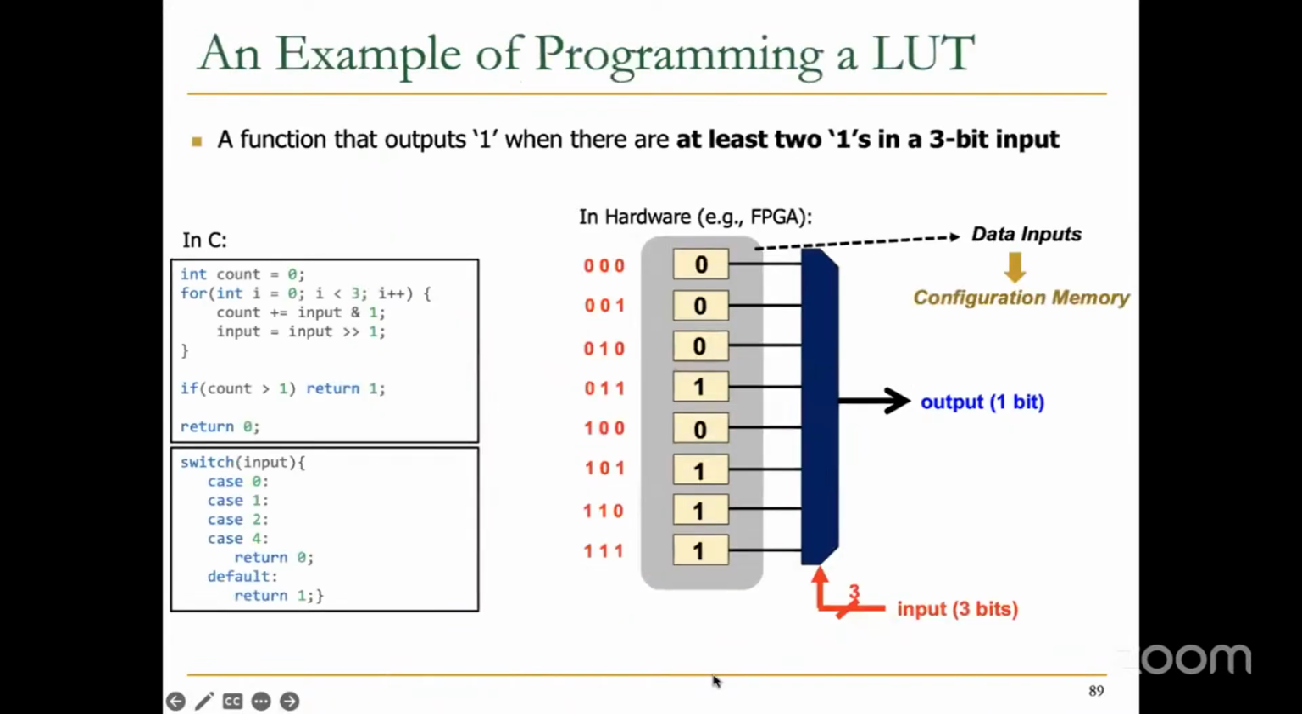For example, if I want a function that outputs 1 when there are at least 2 1s in a 3-bit input, I basically figure out which of these input combinations have 2 1s, and I set the ones that have at least 2 1s to 1, which are these ones, right? 0 1 1, 1 0 1, 1 1 0, 1 1 1, and everything else to 0. And when I apply my input over here, this function will evaluate to 1 only if at least 2 of these inputs are going to be 1, right?